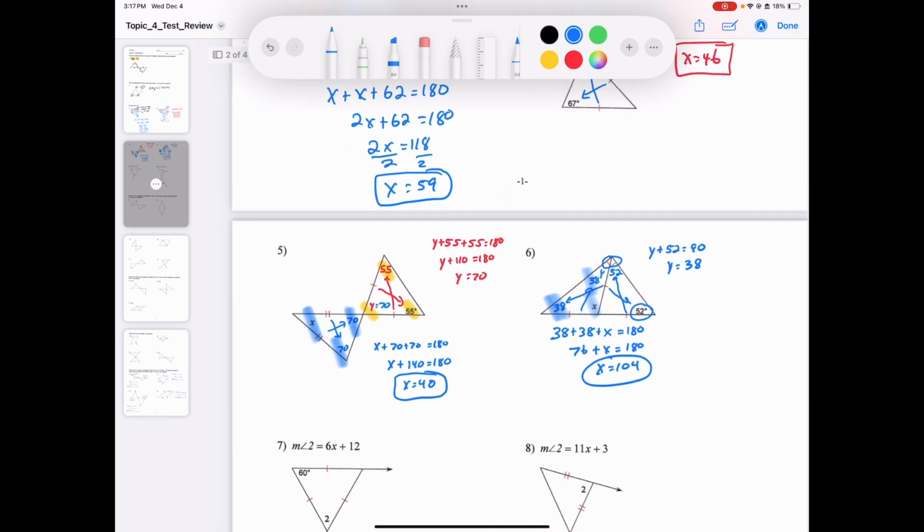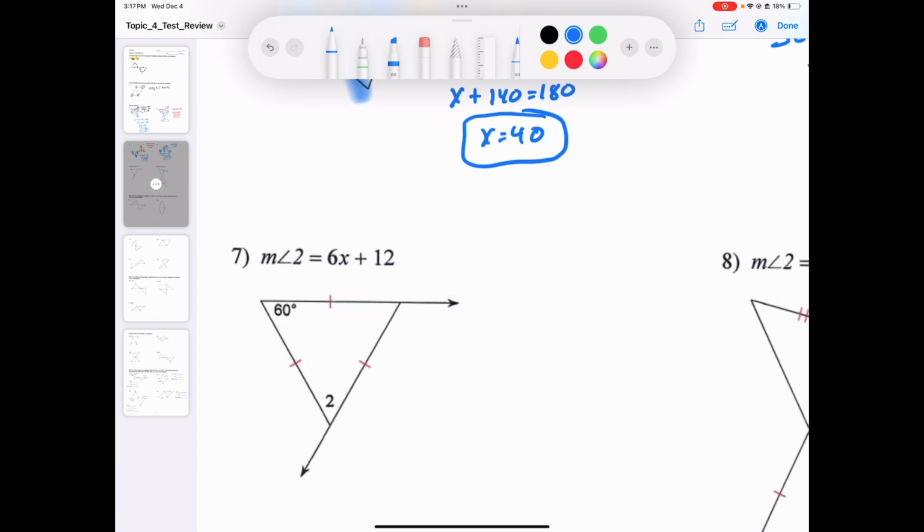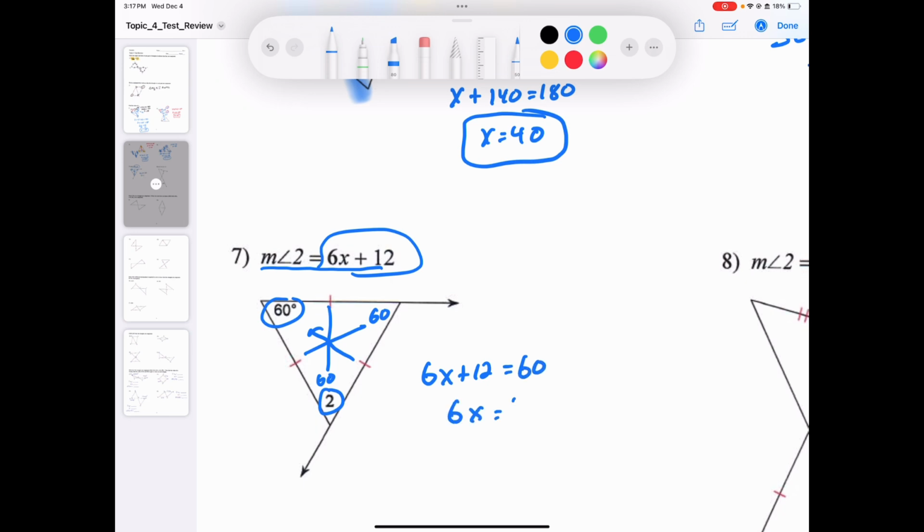So there's number 6. Let's go down to number 7. All right, let's not let this mess us up too much. So we've got this is 60. I'm going to ignore this for just a little bit. This angle 2 is right there. So if that's 60, notice we've got all these things. So if that's 60, and that's 60. So I know angle 2 has to be 60, but it also has to be 6x plus 12. So that means that 6x plus 12 has to equal 60. Subtract 12 from both sides, 48, divide by 6, you get x is equal to 8.